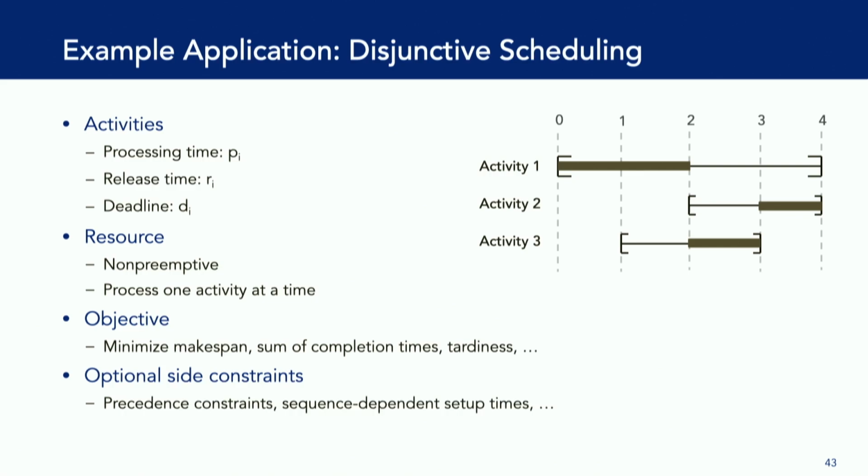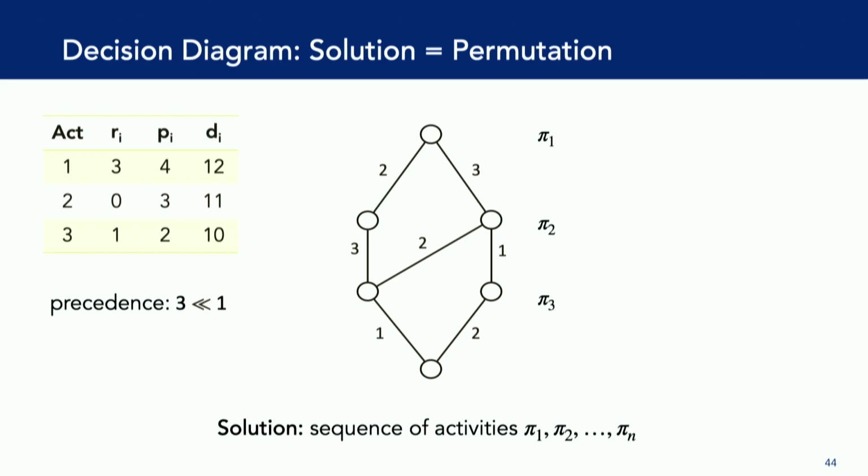The question is, how do we build a decision diagram for a problem like this? Standard constraint programming solvers would use a start time variable for every activity and an end time variable, and use interval reasoning, constraint propagation, to tighten these intervals as much as possible until you have a fixed interval for every activity. But we don't do it that way. What we'll do rather is represent solutions as permutations.